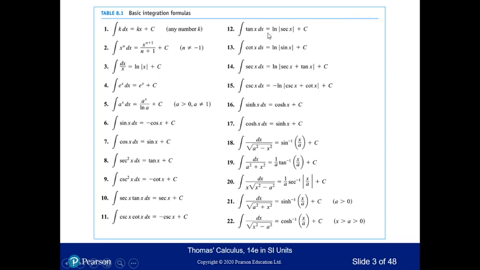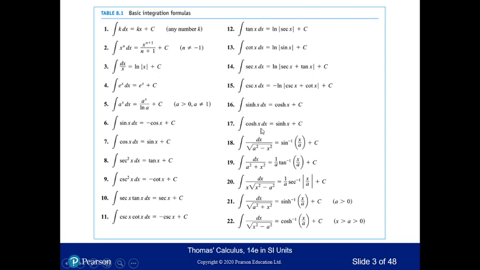The integral of tangent x is natural log of absolute value of secant x plus c. The integral of cotangent x is natural log of sine x, absolute value, don't forget that, plus c. The integral of secant x is the natural log of absolute value of secant x plus tangent x plus c. The integral of cosecant x dx is negative natural log absolute value of cosecant x plus cotangent x plus c.